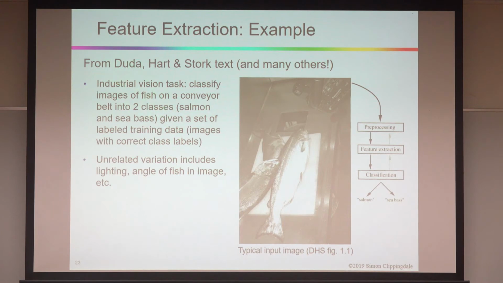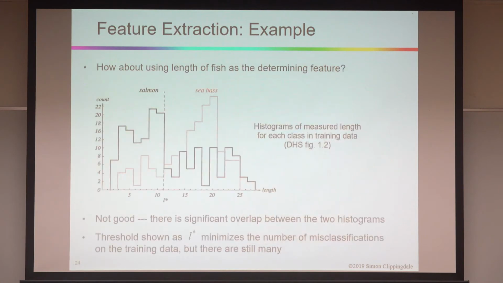So here's a kind of dumb industrial vision task, trying to classify images of fish into two classes, salmon and sea bass. We're assuming that we've only got these two classes, and we're given a set of labeled training data. This is a bunch of salmon, this is a bunch of sea bass. We need to deal with unrelated variation like lighting, the angle of the fish in the image, and so on. So that's a typical input image to this system.